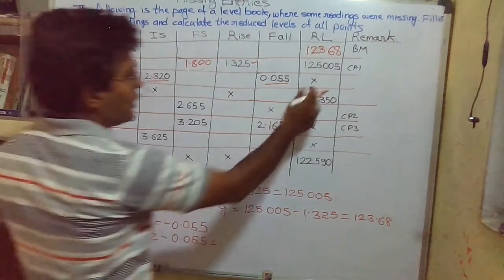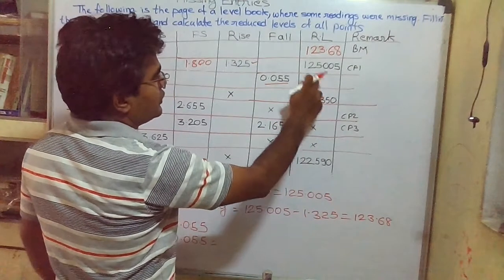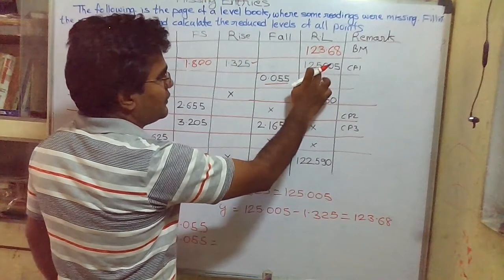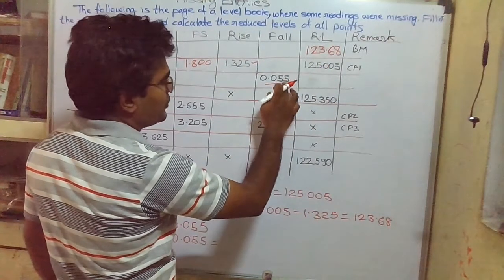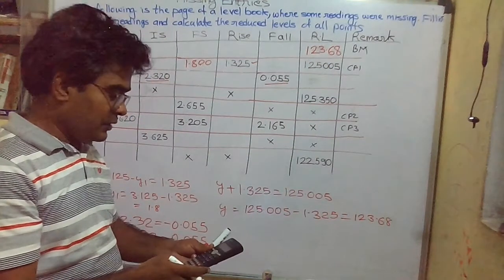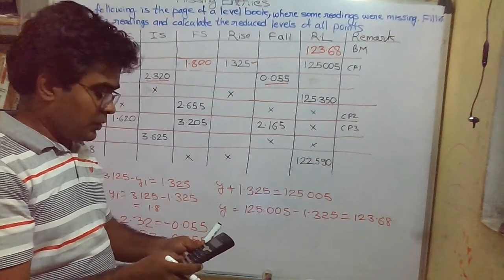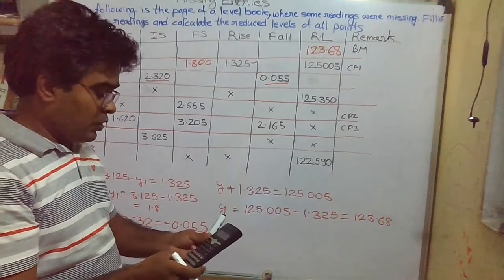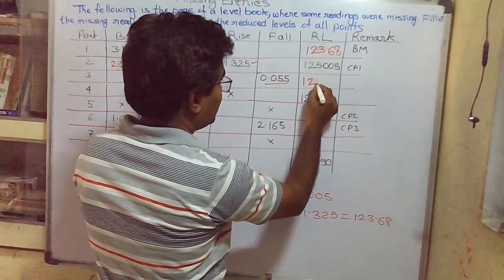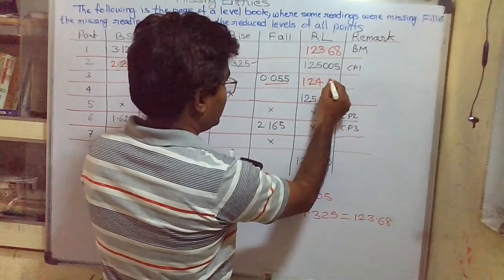Now we have to find the RL of this point. What do we have to do? This is as usual. If we do 125.005 minus 0.055, we get the RL of the next point, that is coming as 124.95.